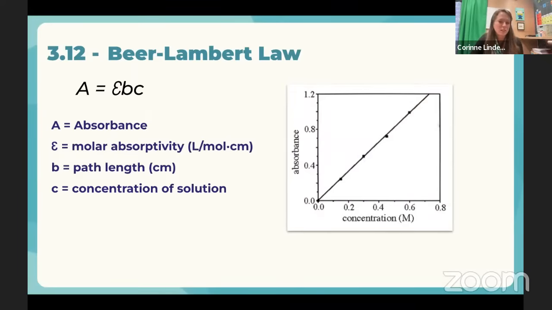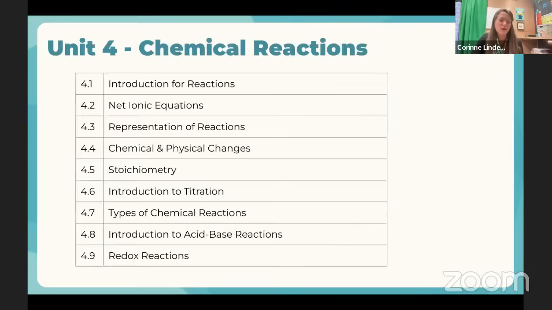This is just based on spectroscopy. It looks complicated, but it's just a matter of plugging everything in. You should be given all but one, right? So it's just a matter of making sure your units match up and just plugging and chugging. So don't let an equation that you maybe haven't seen in class slow you down, okay? Just use context clues.